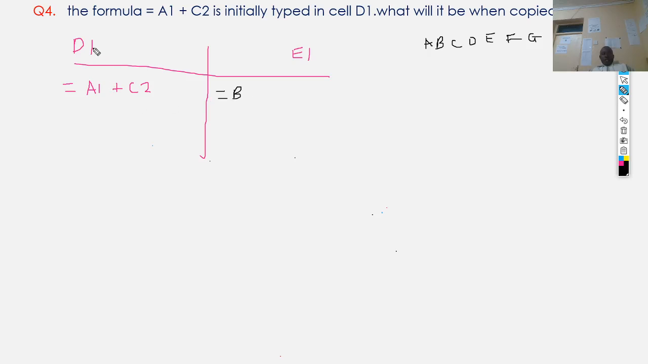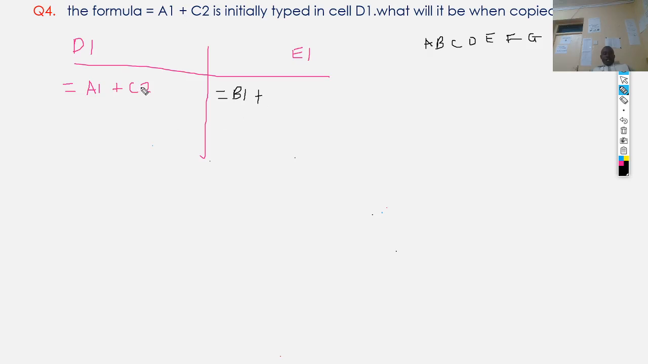Then you look at the number, it was 1. So that means when at E1, the number will not change. It will be equal to B1. Then there is a plus.